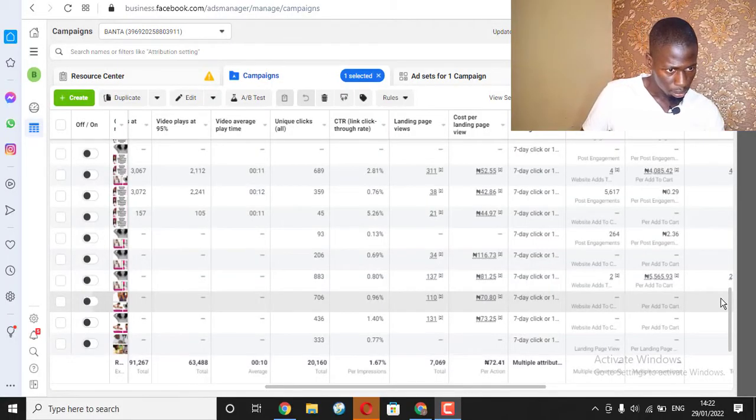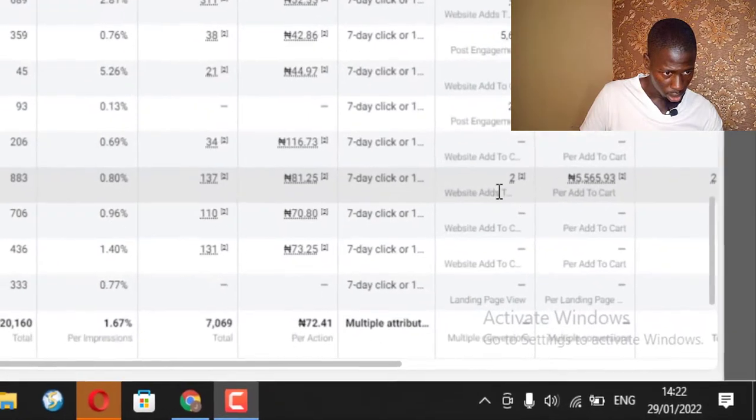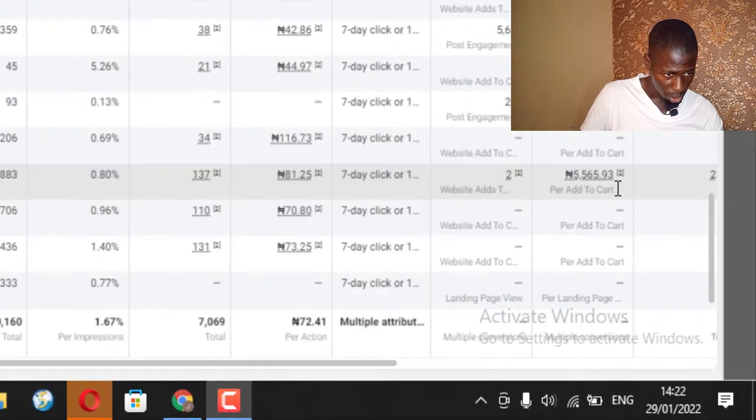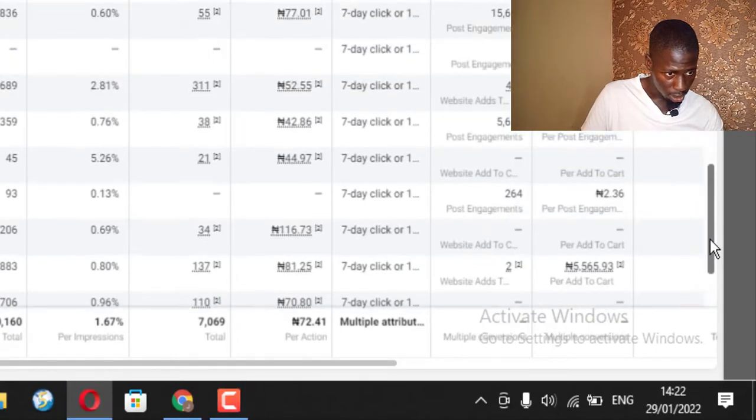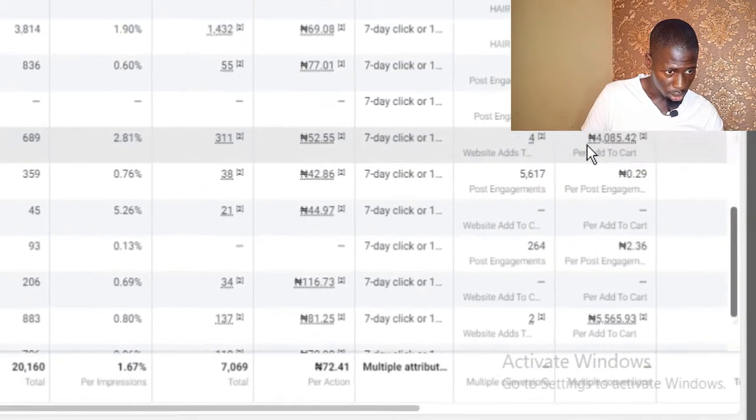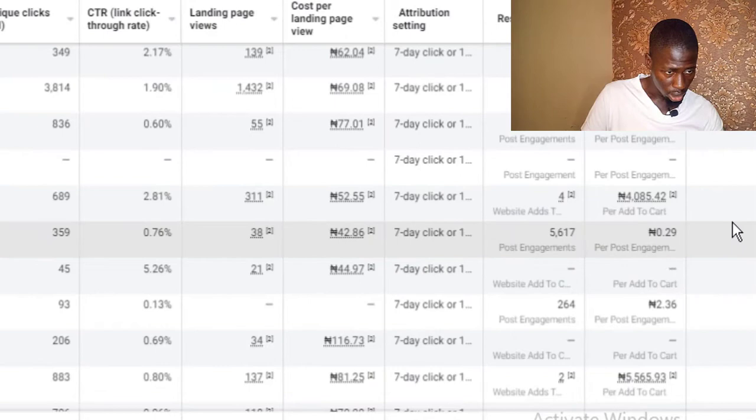With that said, let me dive straight into my PC and show you what I did. Okay. So right here, you can see I had a cost per conversion of about 5,565 naira, and at this point, I also had a cost per conversion at around 4,000 naira.